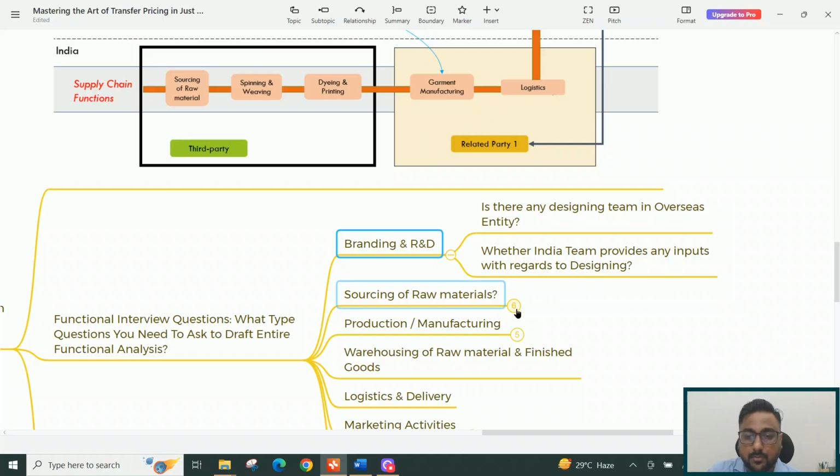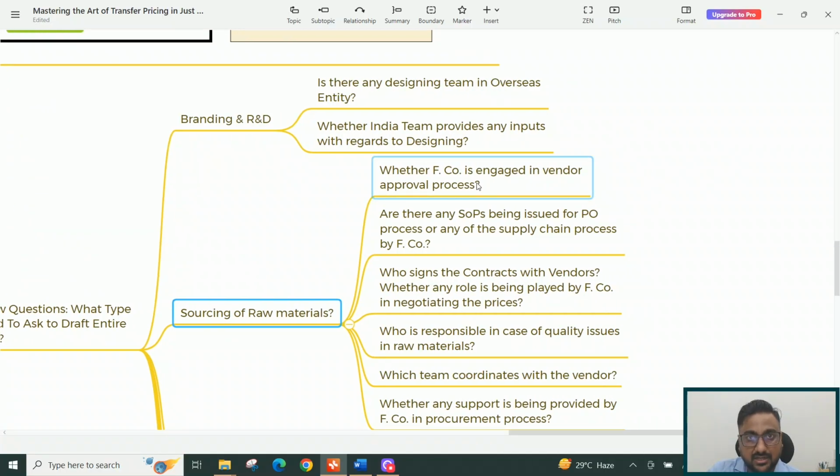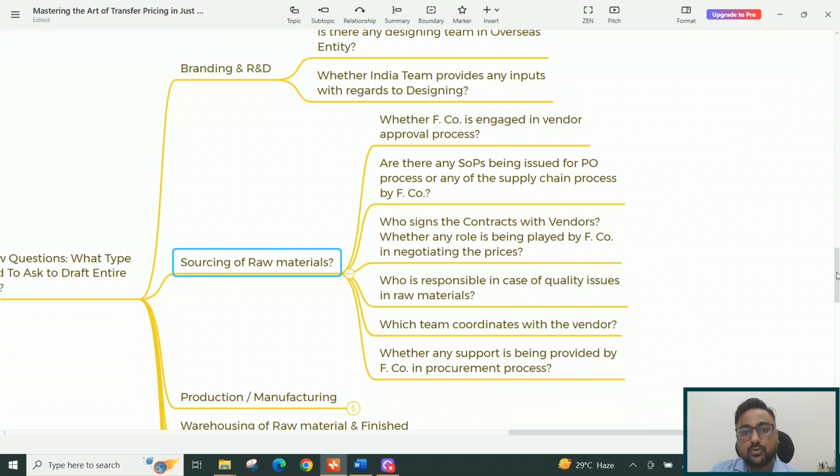Then sourcing of raw materials. Now, whether the parent company is engaged in the vendor approval process, as I also explained earlier that it could be engaged. Alright, then are there any SOPs being issued for the PO process or any of the supply chain process by the foreign company? That could also be one type of question. In case the foreign company is actively involved in the entire functions of the manufacturing Indian unit, then they would have also issued SOPs and instructions that they follow globally. This may happen in a general scenario as well.